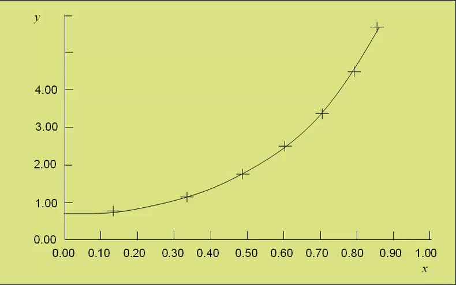To find the gradient of a curve at a particular point, maybe this point, you draw a tangent to the curve and again do a triangle as large as possible. You can then find the gradient of the tangent, which is the gradient of the curve at this point.